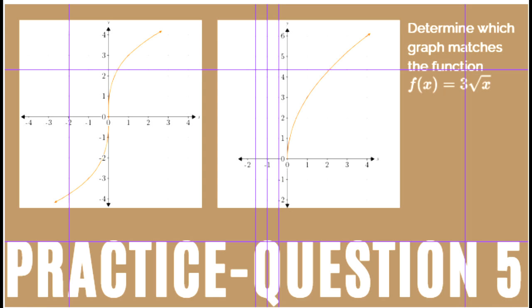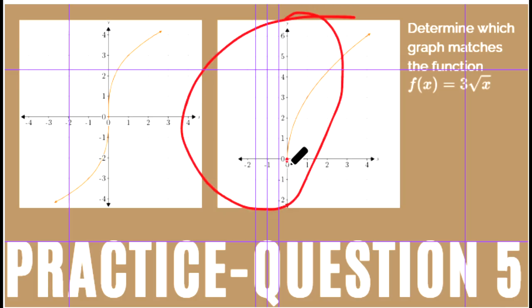Here's question number 5. Determine which graph matches the function f(x) = 3 times the square root of x. Okay? Easy enough. Which one shows a square root? This one, because it stops. It does not go into the negatives.